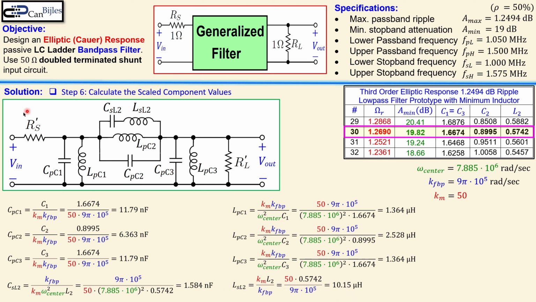The final two are really the RS prime and RL prime. They're just 50 because we need to go up from 1 to 50 ohm.